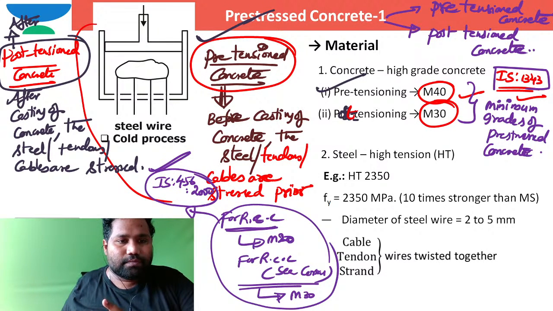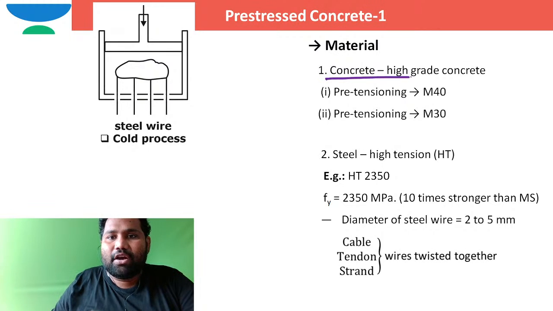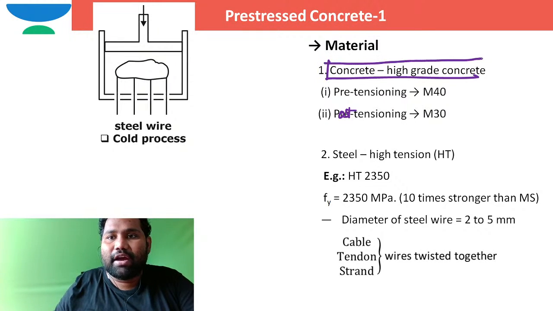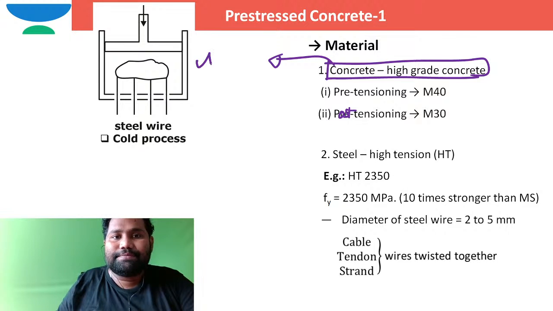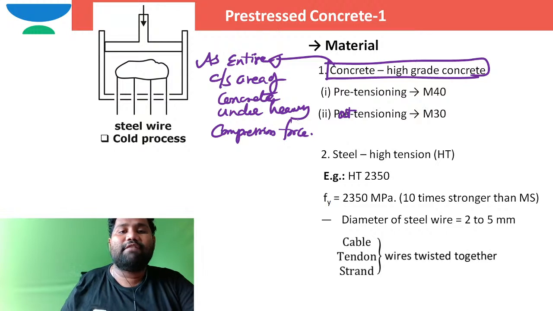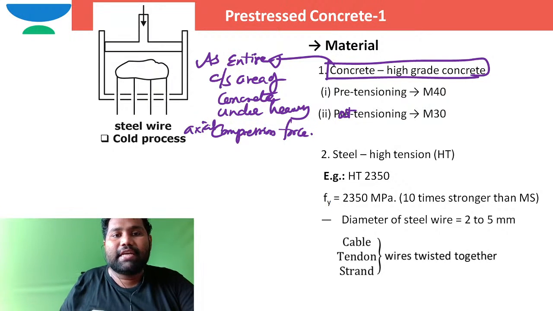So, high grade concretes, pre-tension or post-tension. In case of pre-tensioned concrete or post-tensioned concrete, especially for pre-stressed concretes, high grade concretes are required. Why high grade? As the entire cross-sectional area of concrete is under heavy compression force, to resist that heavy axial compression force, high grades of concrete are required.